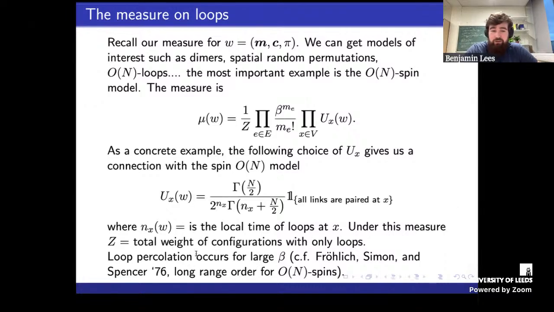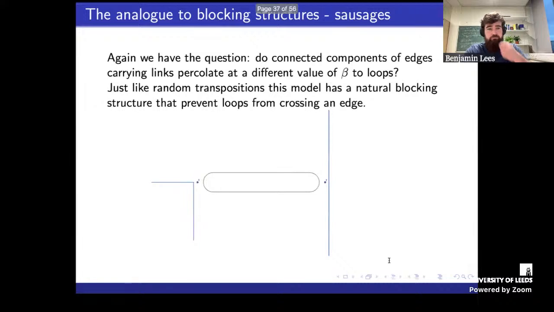So yeah, under this measure, Z is the normalizing constant, the total weight of configurations of only loops, and we expect loop percolation to occur for large beta. Compare this to the famous work of Fröhlich, Simon, and Spencer. They showed long-range order for the ON spins, which is technically corresponding to the case where paths between x and y can be very large. But let us think of this as loop percolation for our purposes and not dwell on the technical differences between those two. This gives us hope that there are long loops and that we still don't want to give up on looking at the different types of percolation.